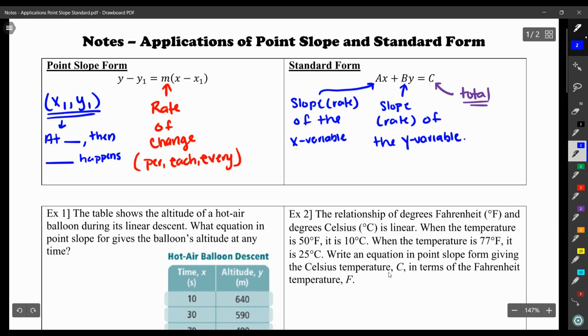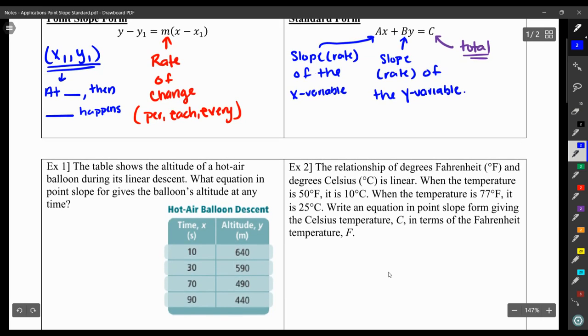So let's look at an example. So let's look at example 1. The table shows the altitude of a hot air balloon during its linear descent. What equation in point slope form gives the balloon's altitude at any time? So for point slope, I need two things. I need a rate of change and I need a coordinate on my line.